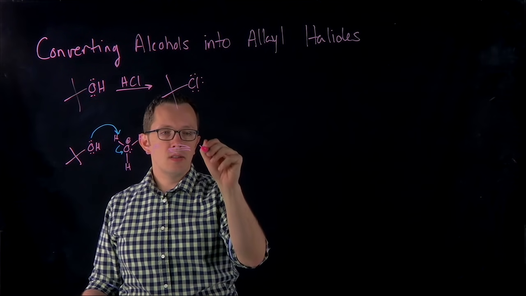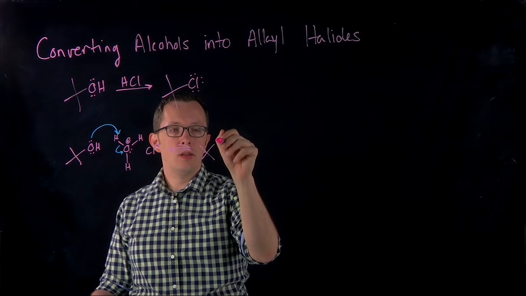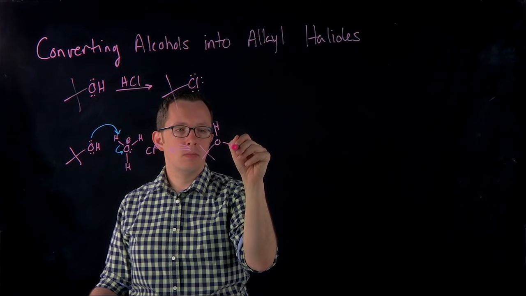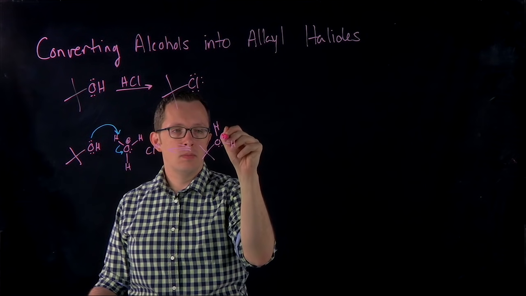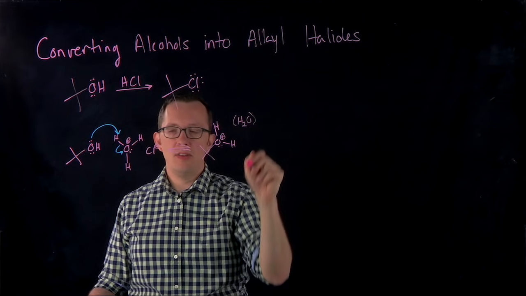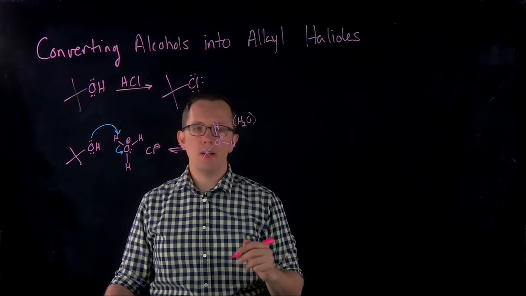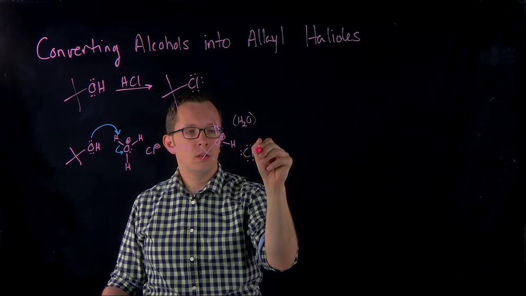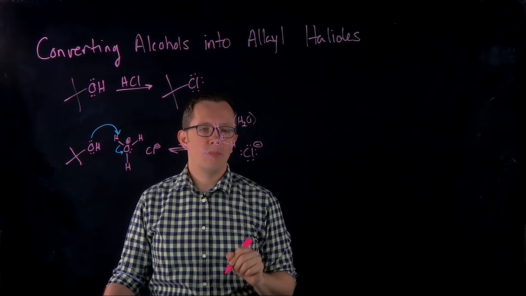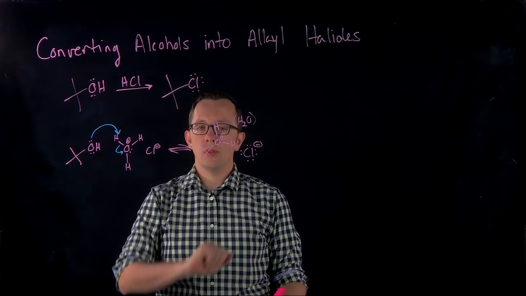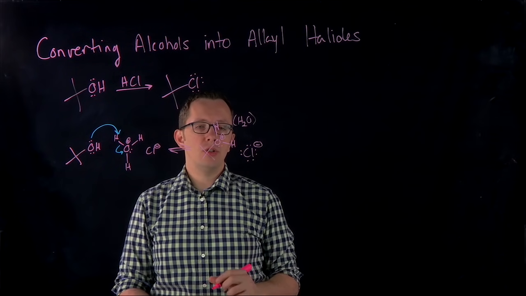So as we do this, what do we get? We end up with a protonated alcohol. We end up with water. I'm going to put it in parentheses because we're not too interested in that right now. And chloride. Okay? So we have a tertiary substrate here. We now have generated a good leaving group.